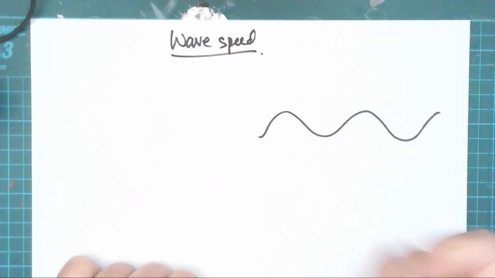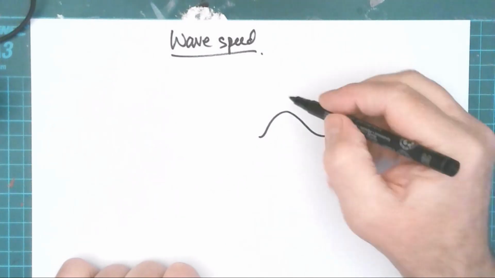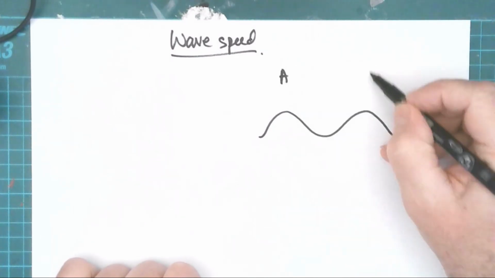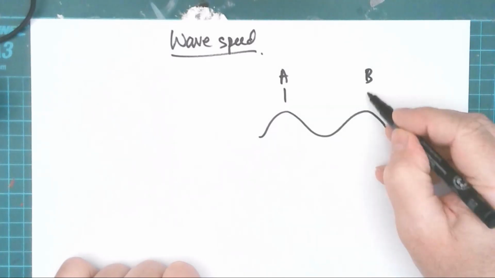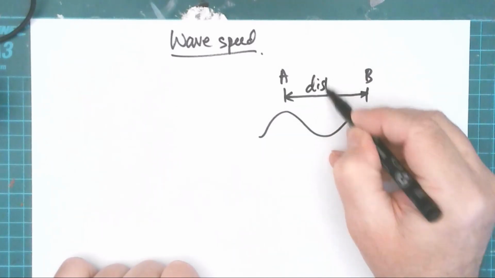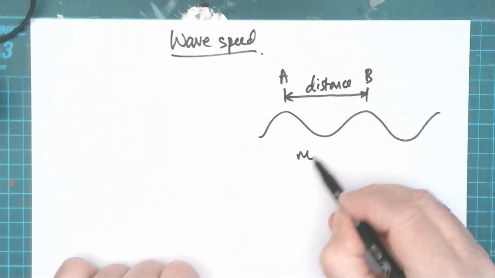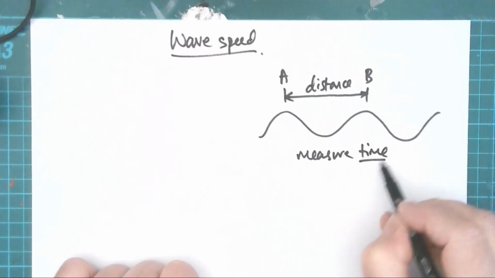Now, if I'm sitting on a harbour wall or something like that, looking at the ocean waves, I could think about waves travelling from A to B. If I know that distance, then I can get my stopwatch out and I could measure how long that takes. Maybe seconds, for example.